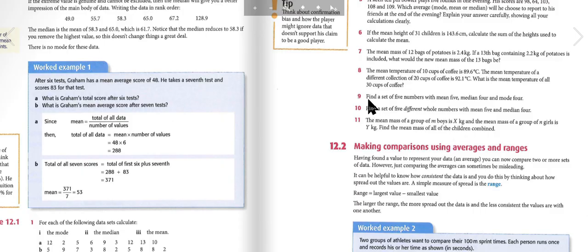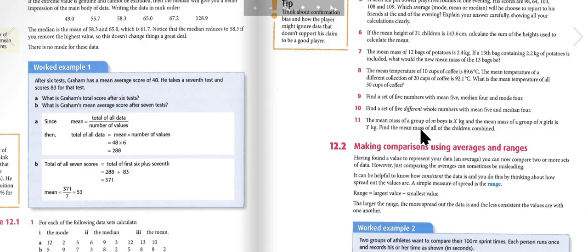Question 9. Find a set of 5 numbers with the mean 5, the median 4, and the mode 4. So let's just say it is 3, 4, 4, 6, 8. Question 10. Find a set of 5 different whole numbers with a mean of 5 and a median of 4. No, it doesn't need a mode of 4 or any mode. Let's say 2, 3, 4, 7, 9.